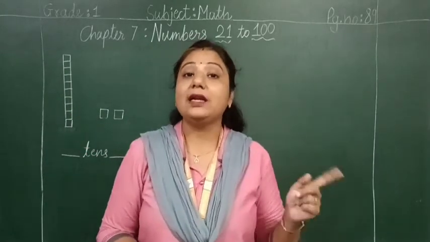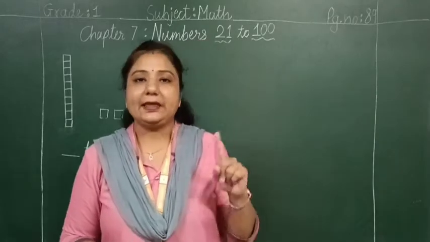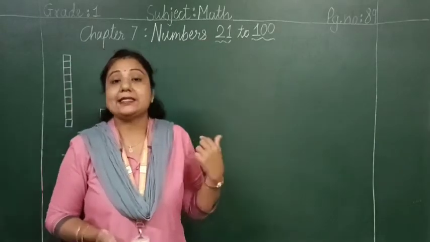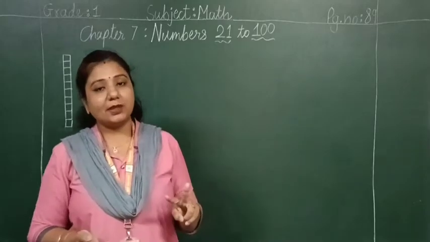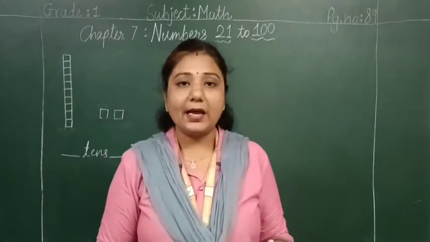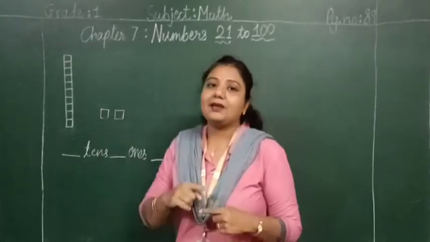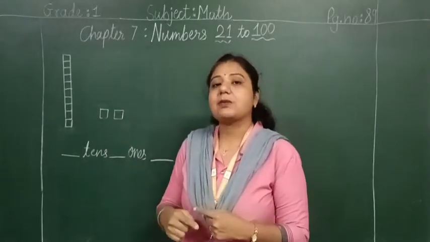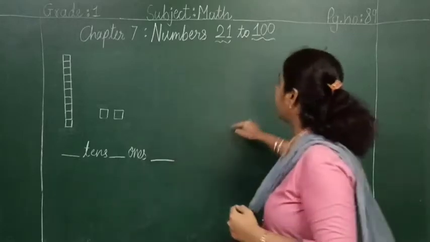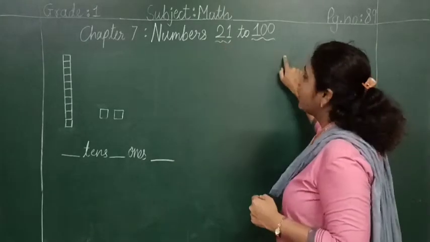We learned from 1 to 20. I taught you how numbers from 1 to 20 are formed. First of all, before we begin, I want to repeat it one more time, so that you can revise, and after that we will learn 21 to 100.